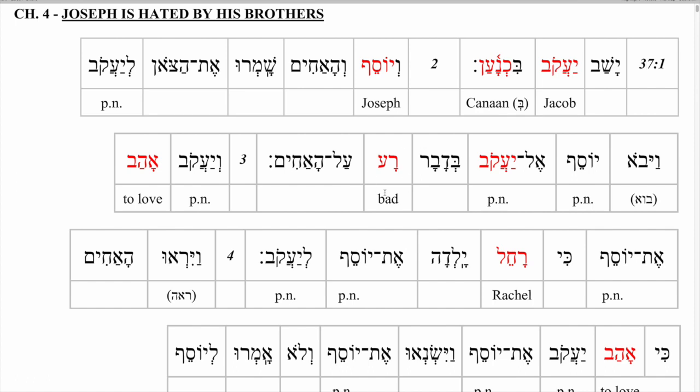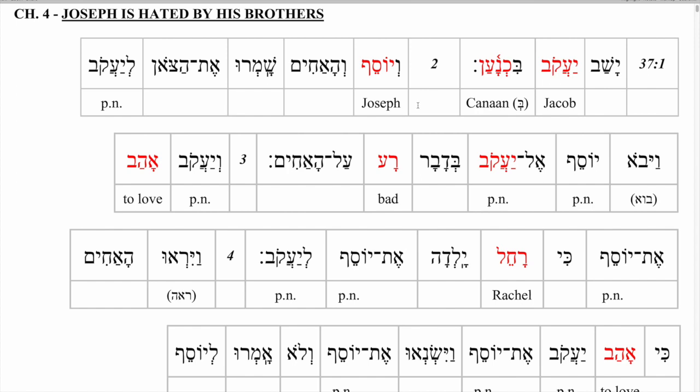With a bad word. And then al, which is another one of these preposition words, one of these words that relates one thing to another thing. And you can see it means on, over, against, or concerning. It's in your vocabulary. So concerning or against, ha'achim. We saw that up here, right? Same exact word. The brothers.